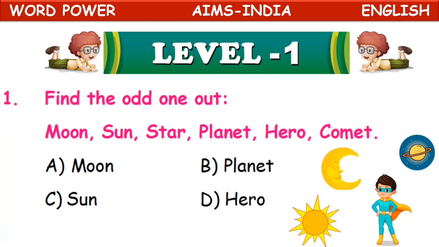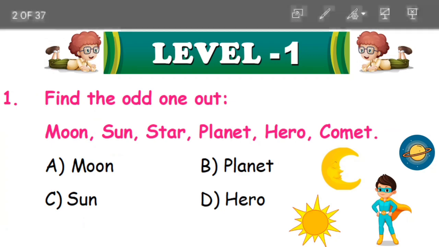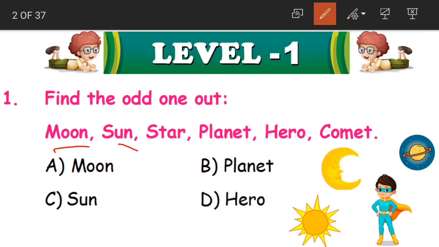So here, what are the options? You have got moon, sun, star, planet, hero and comet. And the options, from which we have to select, are moon, planet, sun and hero. From these four, we have to select one as the odd one. So what will be the odd one?